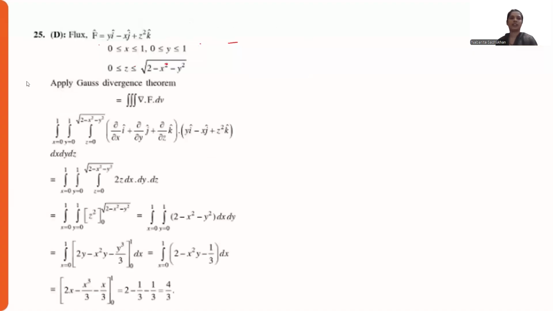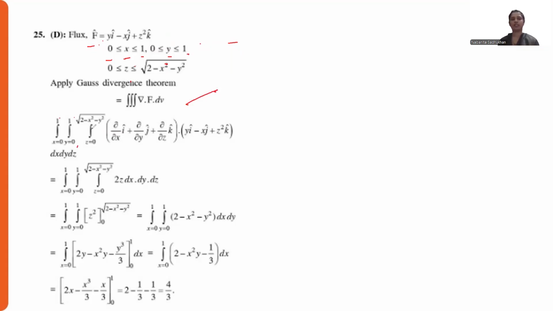Okay, let's see the solution. So we have flux can be given by y i cap minus x j cap plus z square k cap. So we have 0 less than or equal to x less than or equal to 1 and 0 less than or equal to y less than or equal to 1, and this is given to us. Now we are going to use the Gauss divergence theorem.